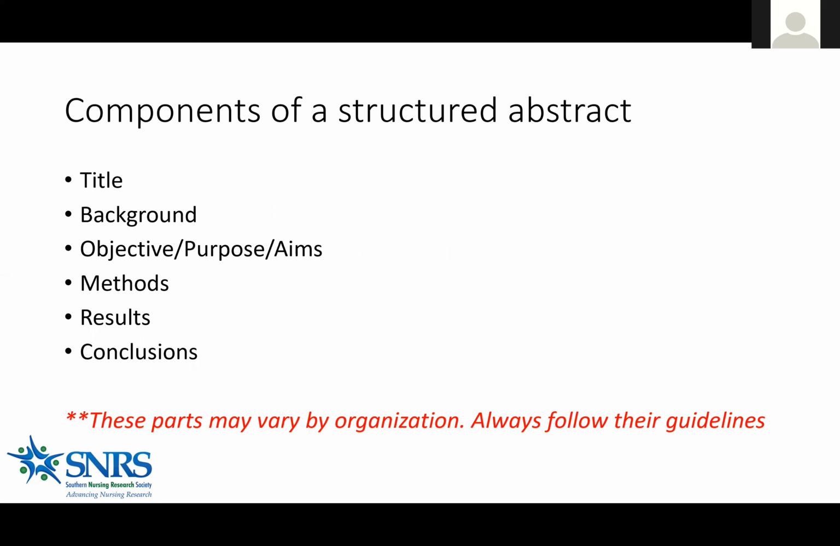So let's go through some components of a structured abstract. The components you would need to include would be a title, a background, the objective or the purpose or the aims of the study, your methods, your results, and your conclusions. And this very much looks like when you write a manuscript, and so it follows just the general study design one would have from any research that they've done. But it's important to know that the parts may vary by organization, so always follow their guidelines.